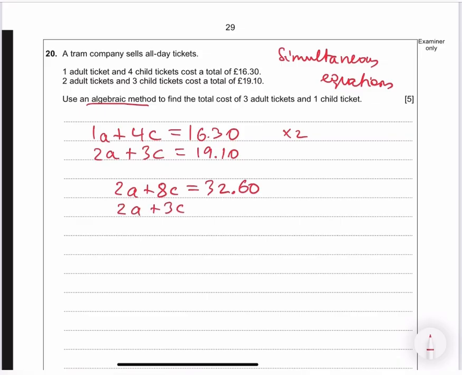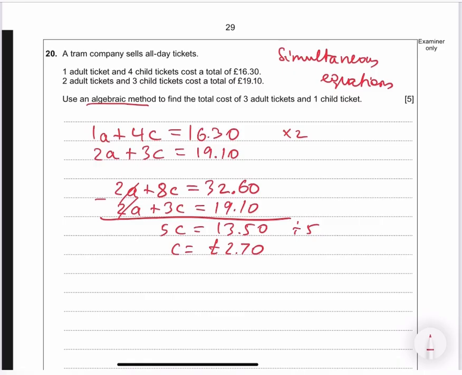Why are we doing it? Because we will be taking one equation from the other, subtracting, and that will eliminate a. Now we're just left with c, so that's 5c, and the prices, we subtract them too, we get £13.50. So now to find 1 child ticket, we're just going to divide that price by 5. Once we've got the child ticket, we're going to use either the first or second equation and substitute 2.70 into c.